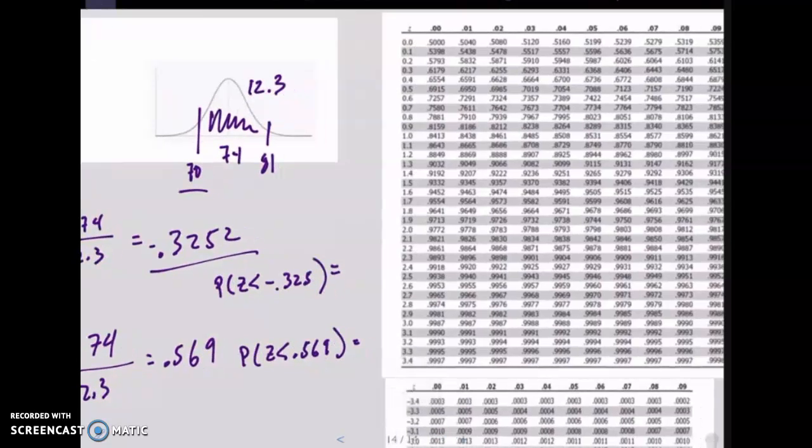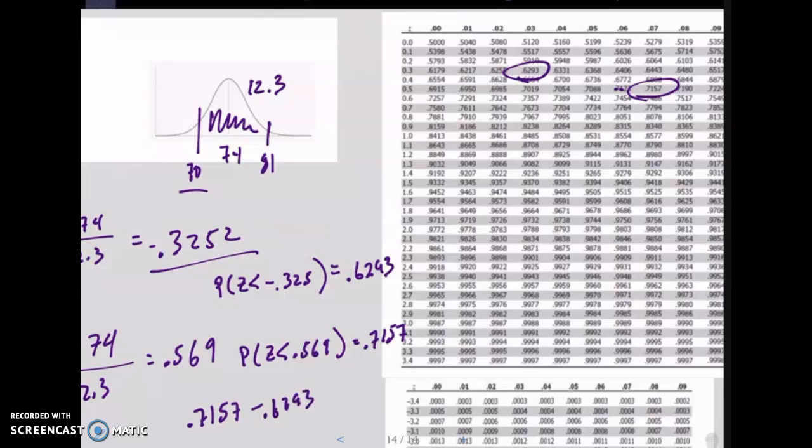So 0.32 is right here. 0.3233. We'll round it to 0.33. So that's 0.6293. And then 0.569, which is 0.57, 0.7157. So the probability that you're between is going to be 0.7157 minus 0.6293. 0.0864. Boom. All right, cool. Thanks.